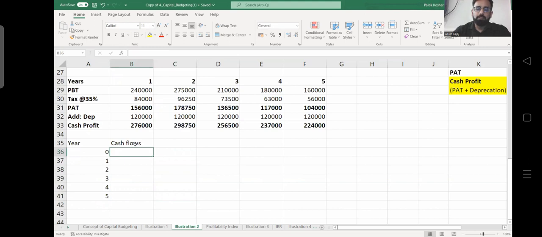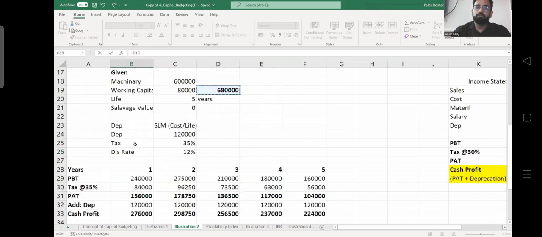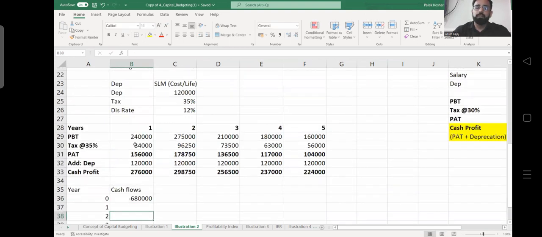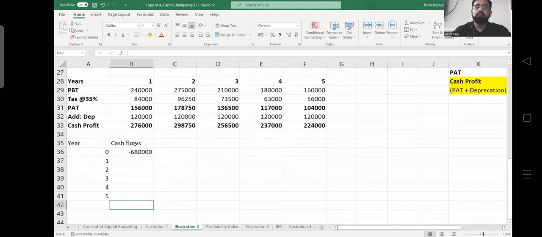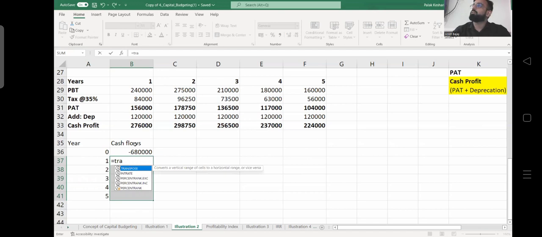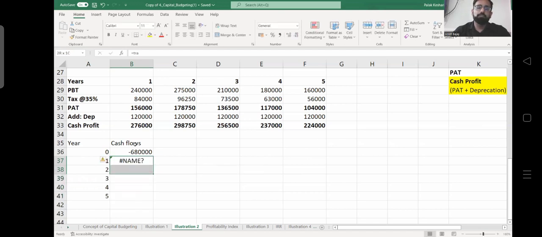What is the investment amount? Investment amount is 6,80,000. Working capital we have to include, right? So 6,80,000 is the invested amount: 80,000 for working capital and the remaining 6 lakh for purchase of drying machinery. Now we have to write down these cash flows which we have calculated, the cash profit. So I will be using a function. There is a function in Excel, that is transpose. You can also use this function. If you are using this function, you have to select all the cells.